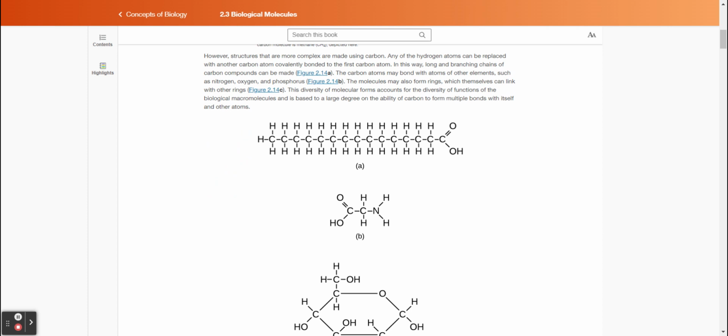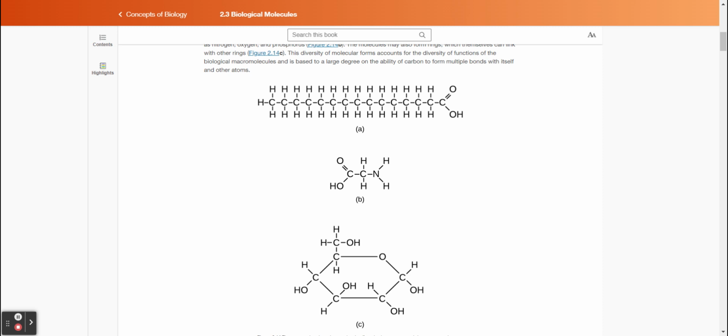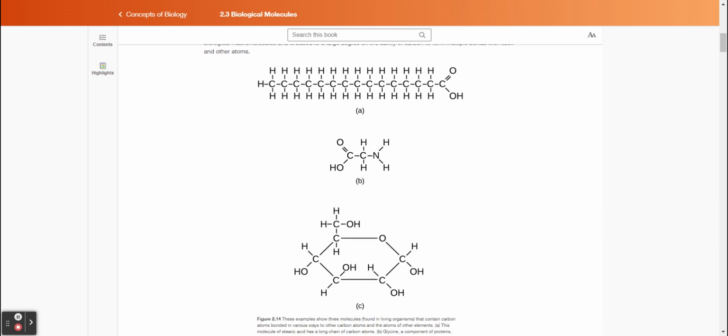However, structures that are more complex are made using carbon. Any of the hydrogen atoms can be replaced with another carbon atom covalently bonded to the first carbon atom. In this way, long and branching chains of carbon compounds can be made. The carbon atoms may bond with atoms of other elements, such as nitrogen, oxygen, and phosphorus. The molecules may also form rings, which themselves can link with other rings. This diversity of molecular forms accounts for the diversity of functions of the biological macromolecules and is based to a large degree on the ability of carbon to form multiple bonds with itself and other atoms.